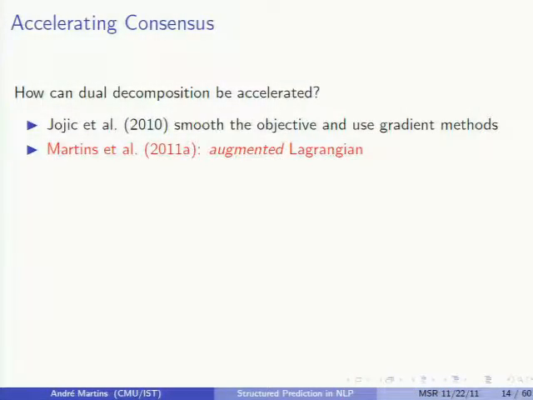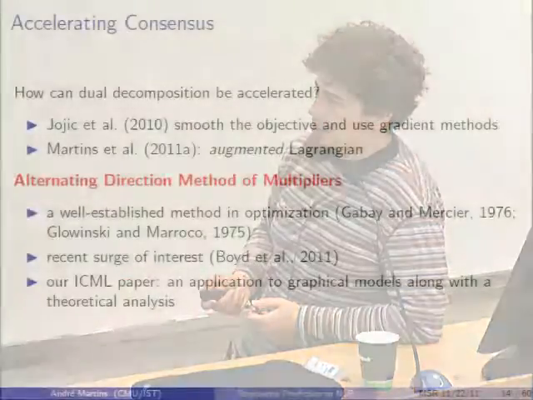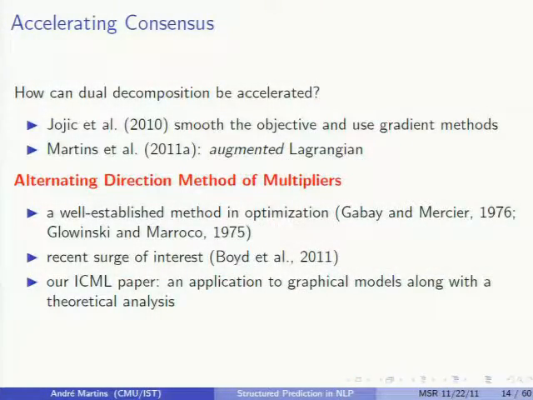We're going to do something different, which is considering the augmented Lagrangian of this problem and using the alternating direction method of multipliers. This was proposed in the ICML paper. This is an old method in optimization. It goes back to the 70s. There seems to be a recent surge of interest. There is a recent monograph by Stephen Boyd and others on this method applied to many different problems. And in the ICML paper, we describe how to apply this for general graphical models. So here the focus is more parsing, but this is quite general.